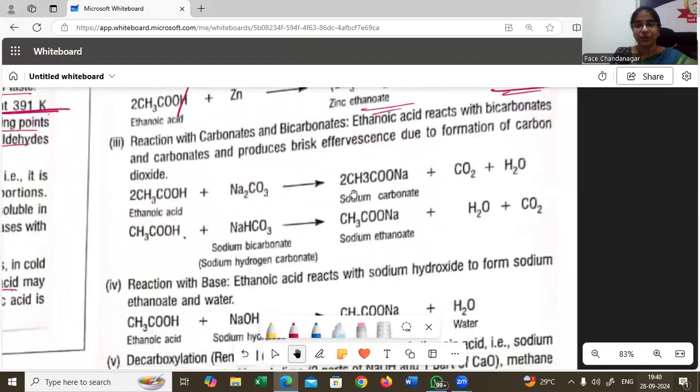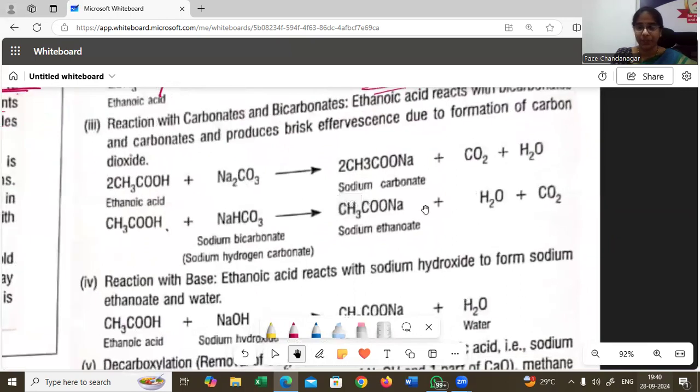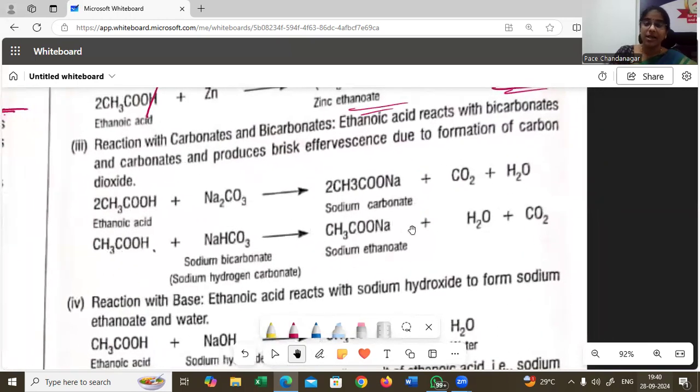Next, reaction with carbonates and bicarbonates. Now, we didn't see any reaction with carbonates and bicarbonates for alcohols. Why? That is a distinguishing test, you can say also. Because carbonates are basic in nature and alcohol is also basic in nature. So basic and basic, they just form a mixture. They don't show any reaction, right?